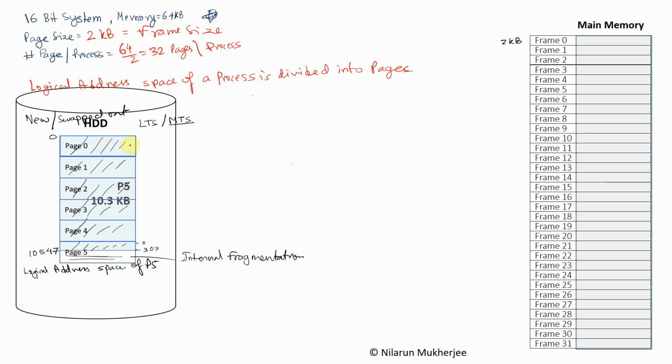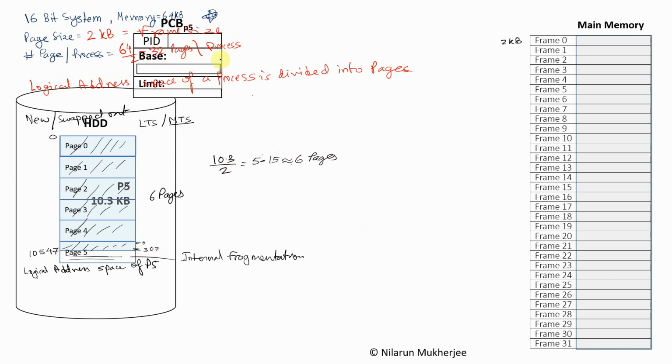So the logical address space of the process covers up to how many pages? 6 pages, because 10.3 by 2 is 5 point something, 5.15 or something. So this will be 6 pages. It will take only 0.15, 15% of the last page will be used by the process in the last page.